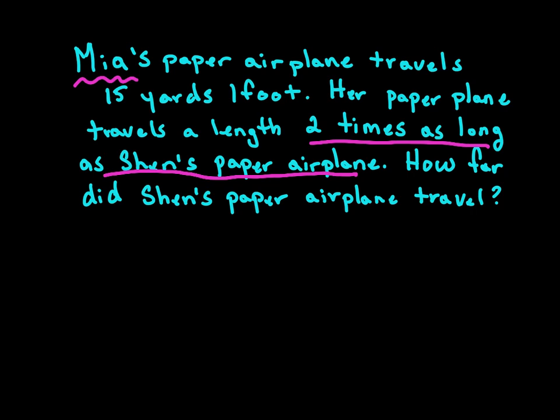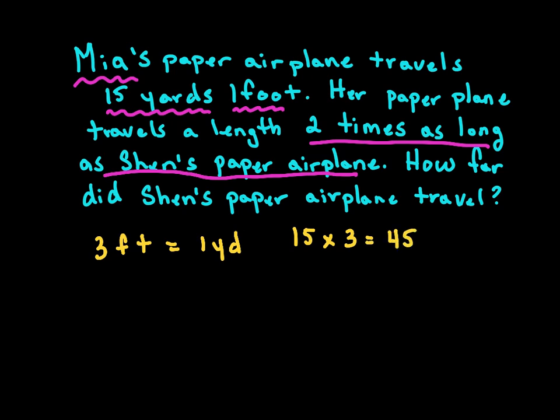But in order to solve this, we want to get rid of the yards and make it into feet because we have this extra 1 foot. So let's keep it all unified, right? So now we have to do a conversion. This one's going to have a lot more steps. So we know that 3 feet is equal to 1 yard. So in that case, we have 15 times 3, which would be 45 feet. But we also have that 1 extra foot, so we need to add 1 foot onto there. And now we're going to get 46 feet.